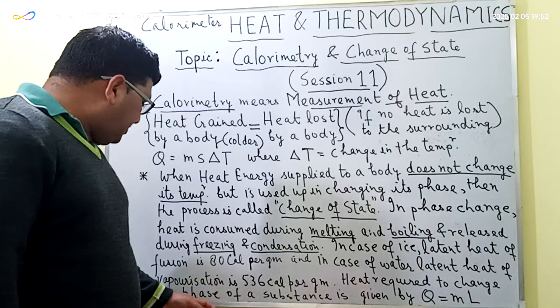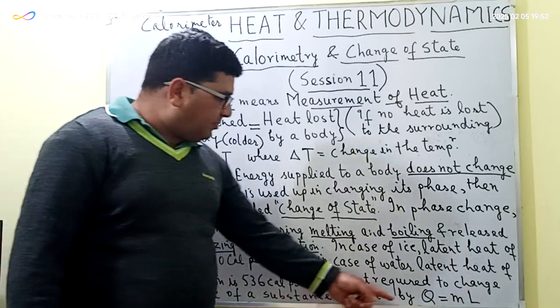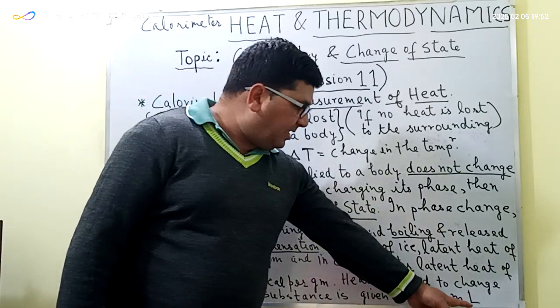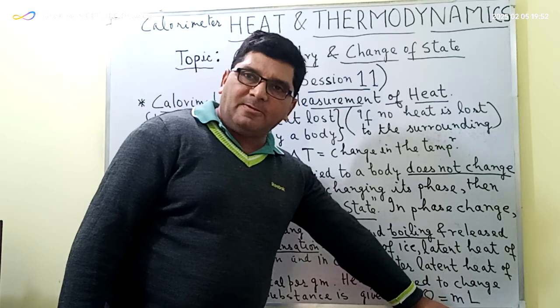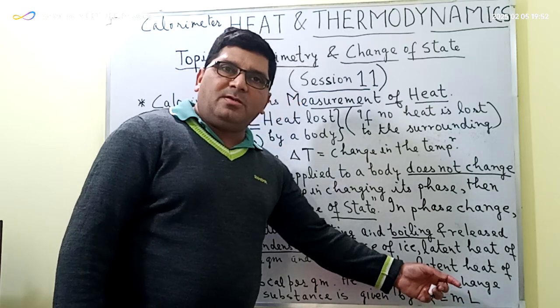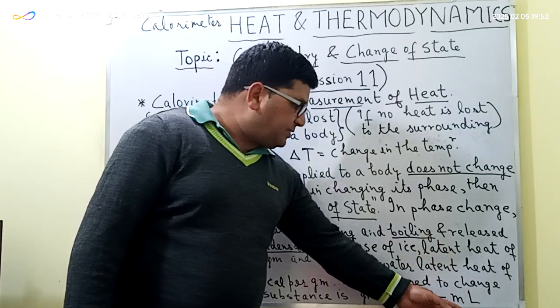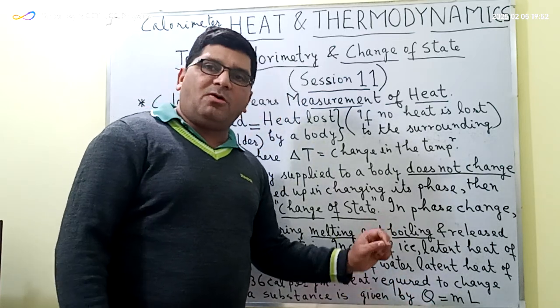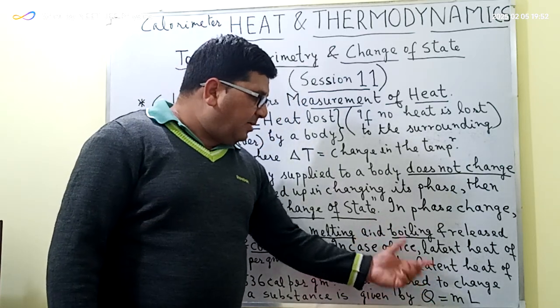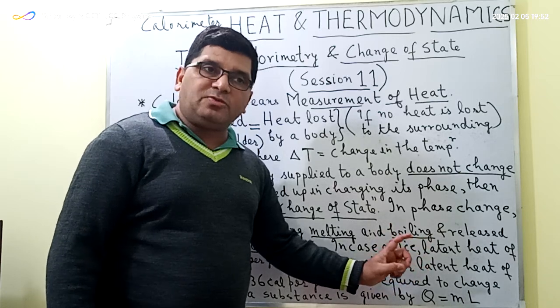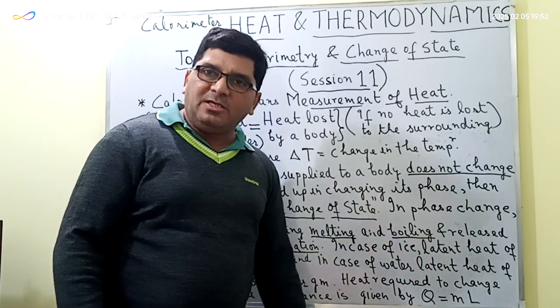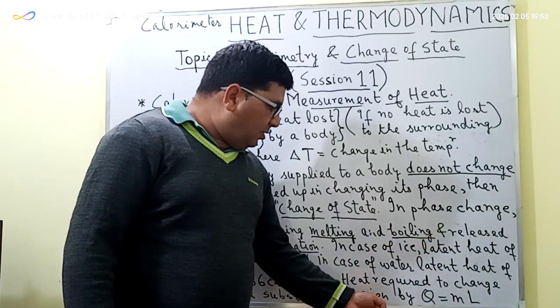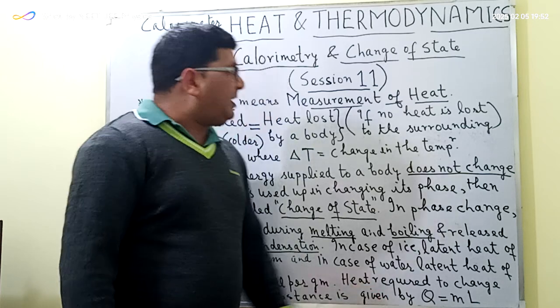Now the heat required to change the phase of a substance is given by Q = mL, where L is the latent heat of that substance, m is the mass of it, and Q is the amount of heat absorbed or released in order to convert the phase of that particular substance. So this is all I have for this session.